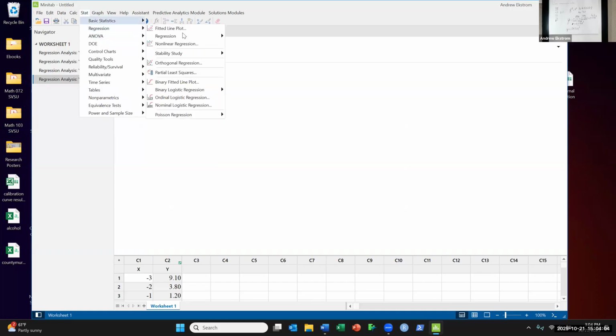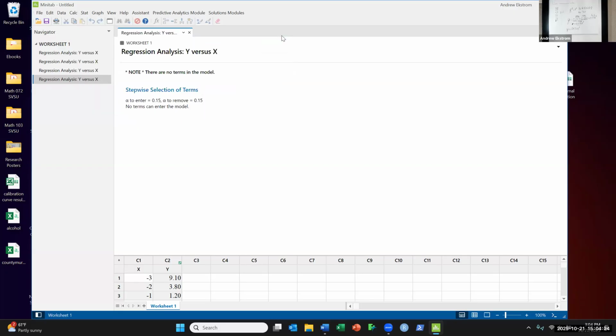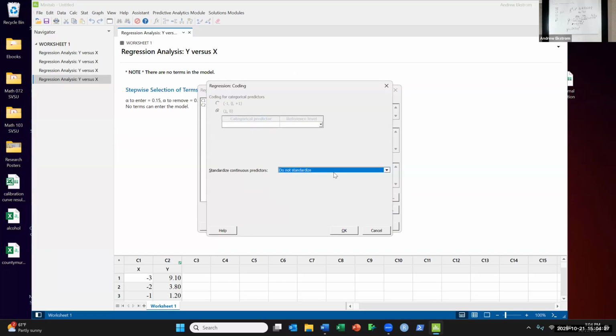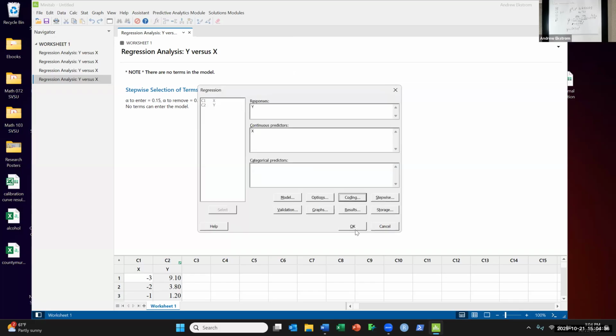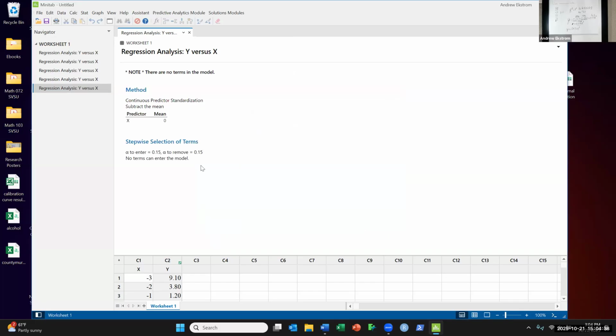Go back to Stat, Regression, and just so we're honest and clear, is this how you do this if you are a statistician? Yeah. You think this is boring. Wait until you have to do this 150 times in a day to come up with a model. So I'm going to go to Coding, change the coding to subtract the mean. Let's see if that helps. And it's again decided that nothing actually belongs in the model. Ugh.